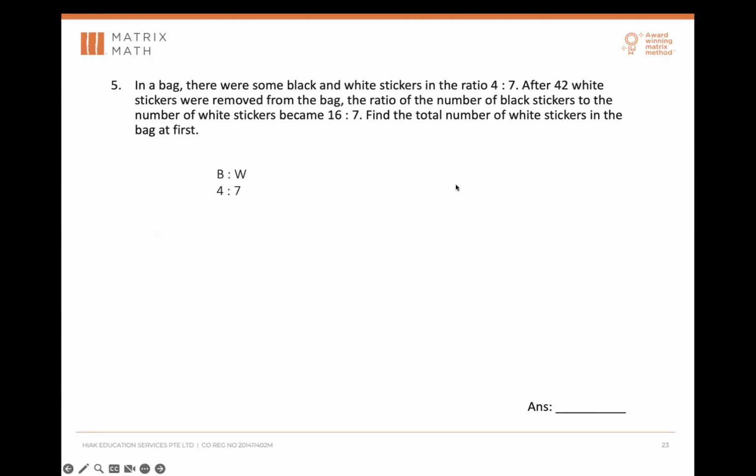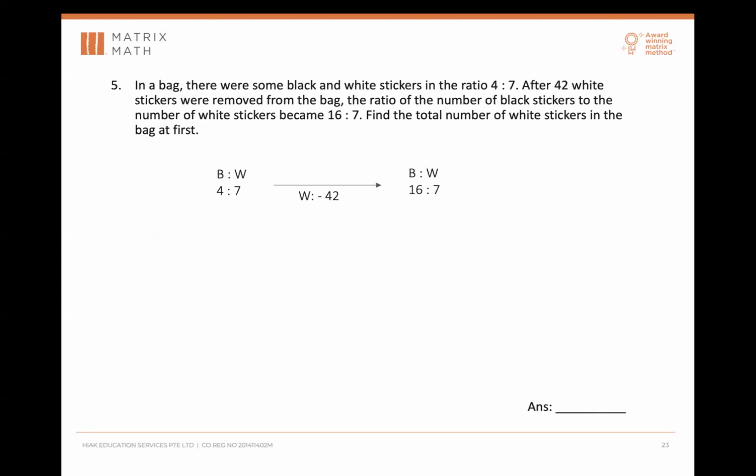So we got black and white starting 4:7. Okay, the black is 4 units, the white is 7 units. Now you are going to remove 42 white. So I draw a line to represent the change, white minus 42. And before this change, after the change, the ratio becomes 16:7. Now compare the two ratios, the before and after. Ask yourself this question: what didn't change?